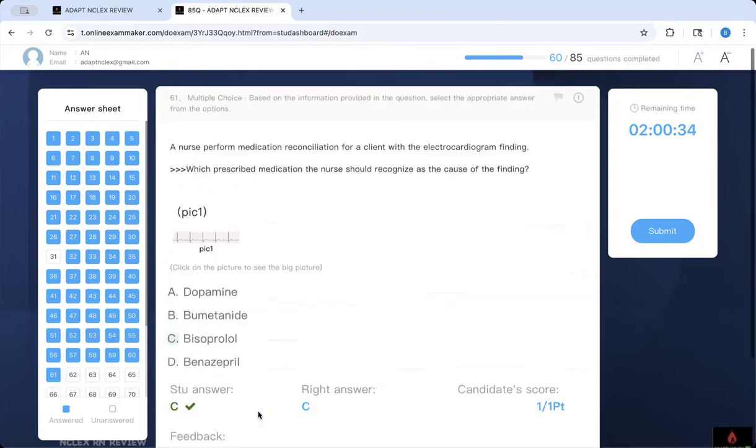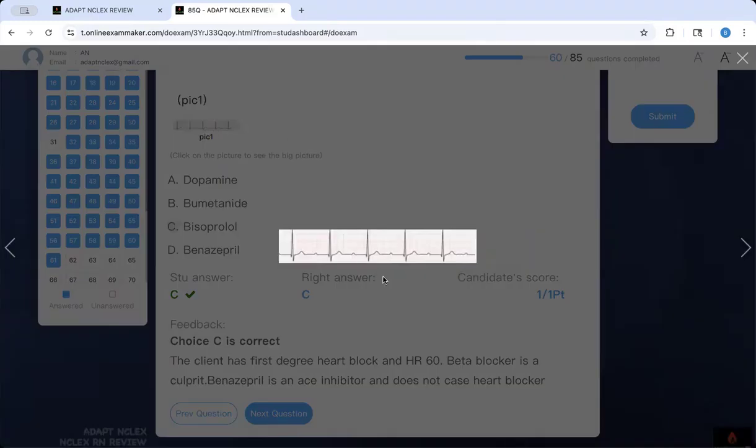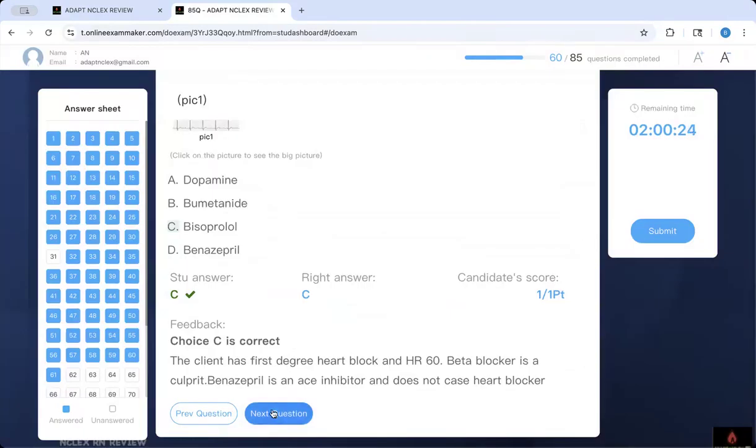But this is the concept regarding EKGs. And this patient is asymptomatic. It's not symptomatic, but there's bradycardia. And this is consistent. PR interval is enlarged. This is first degree.